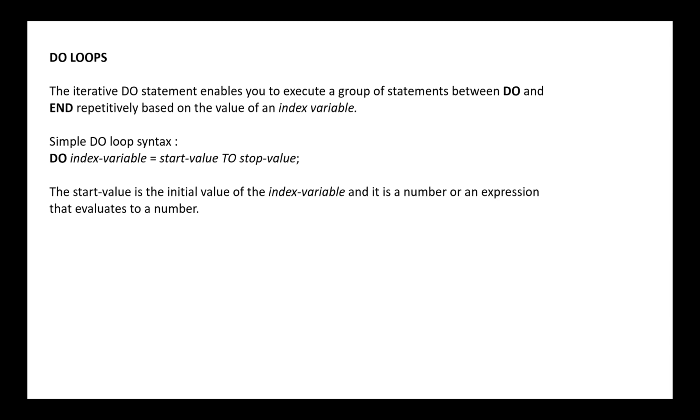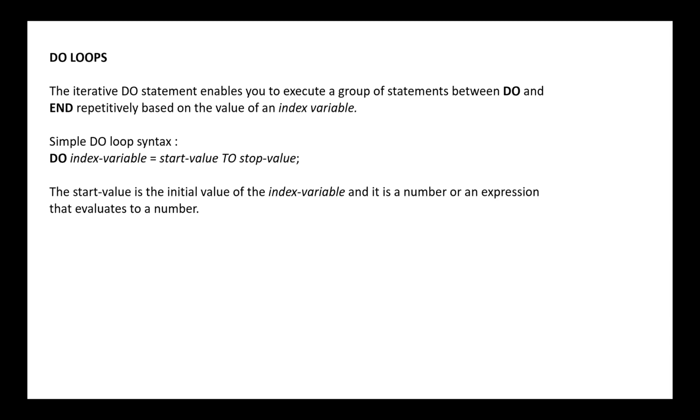SAS has a simple iterative do statement. This statement allows us to execute a group of statements, but these statements have to be between do and end, based on the value of an index variable. A simple do loop syntax specifies the do keyword and then an index variable, with a start value to a stop value. The start value is the initial value of our index variable, and it can be a number or an expression that evaluates to a number.